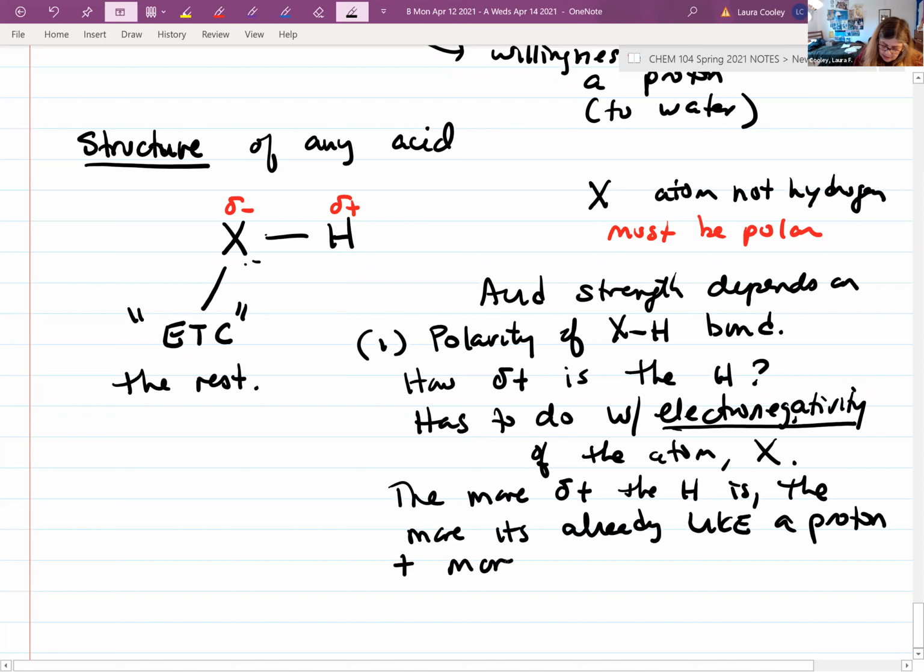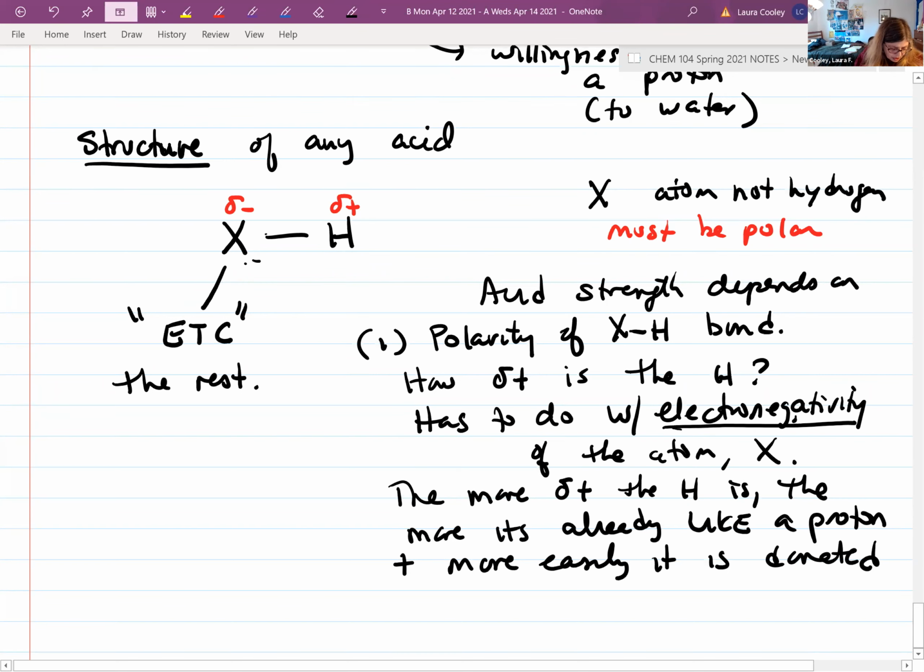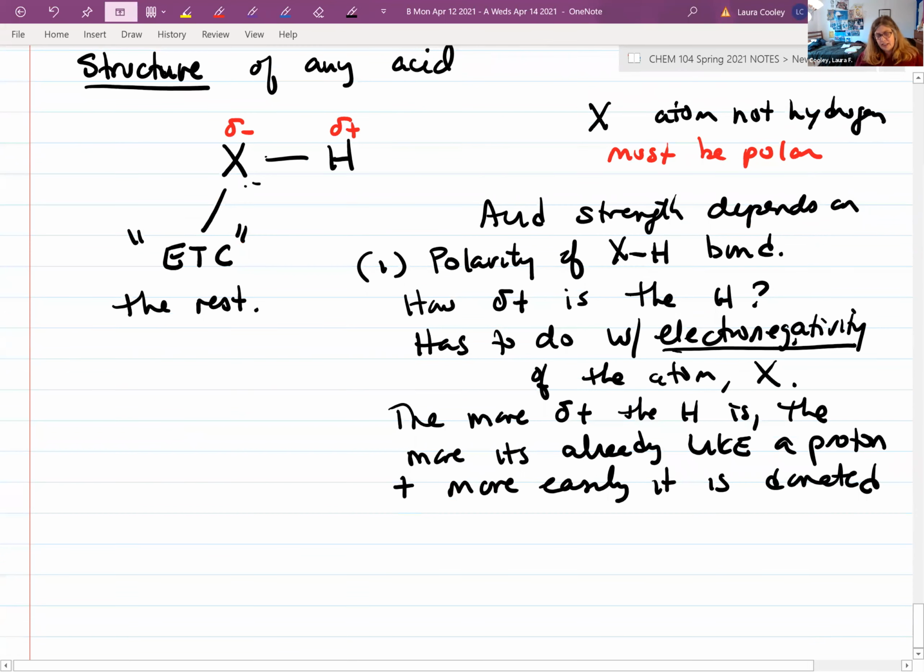And the more easily it is donated. So that's the first thing. It has to do with the polarity of that bond. But the second thing, which is very closely related, has to do with the strength of the XH bond.